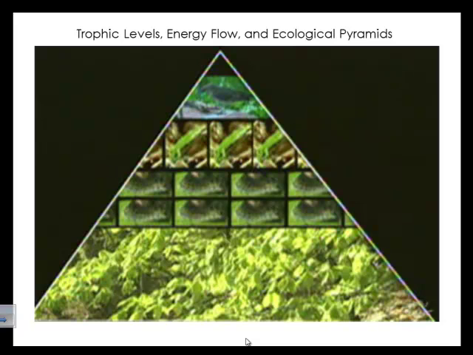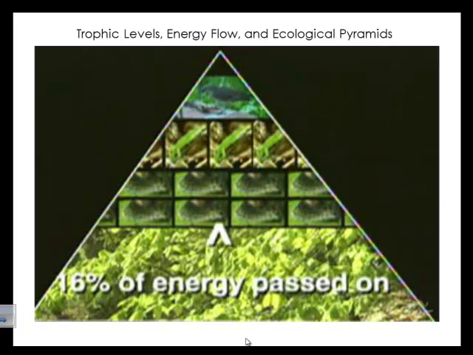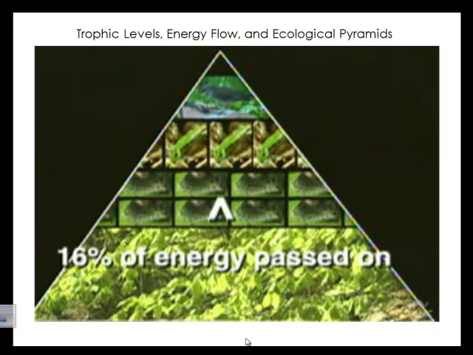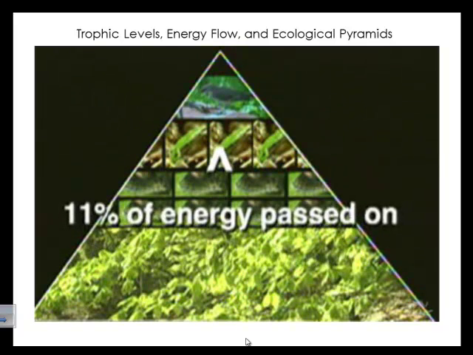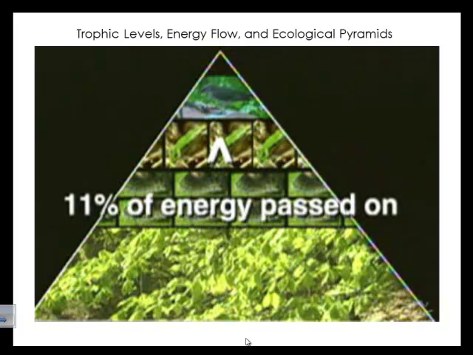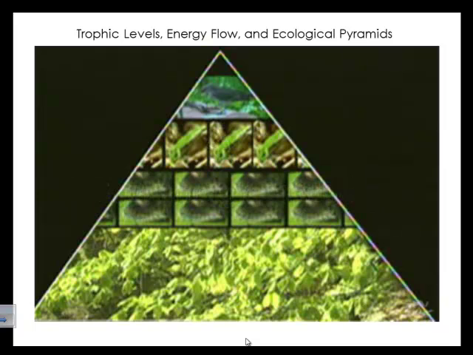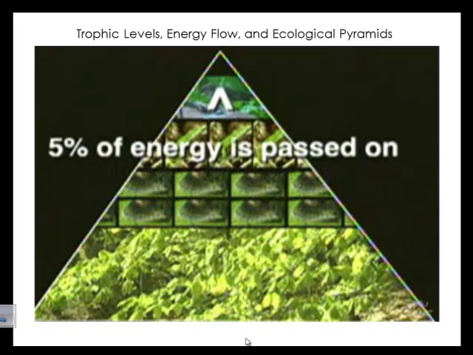One scientific study of energy flow concluded that only 16% of the energy from food producers is passed on to the first-order consumers that eat them. After that, only 11% of the energy stored in the bodies of the first-order consumers is passed on to the second-order consumers. When third-order consumers eat the second-order consumers, only 5% of the available energy is passed on.